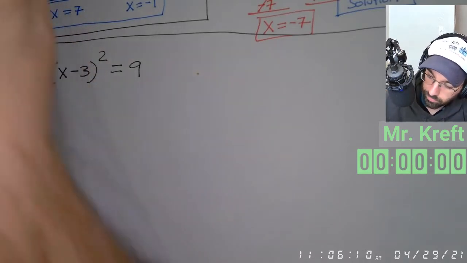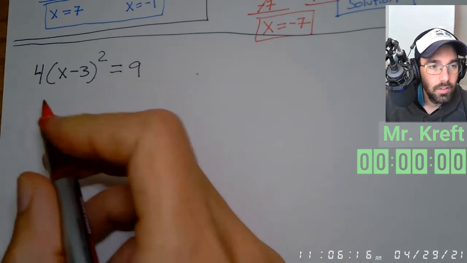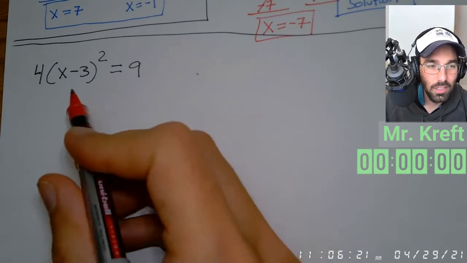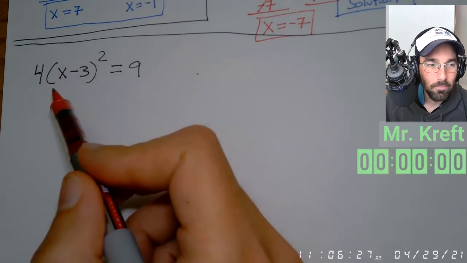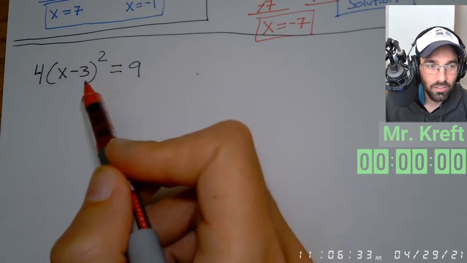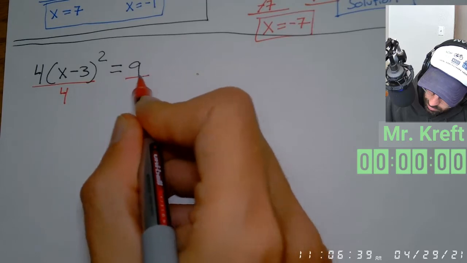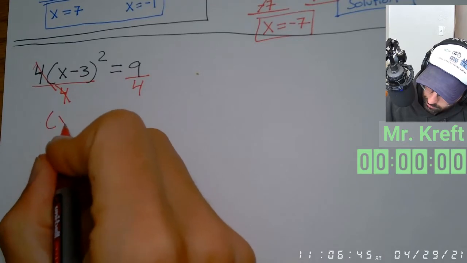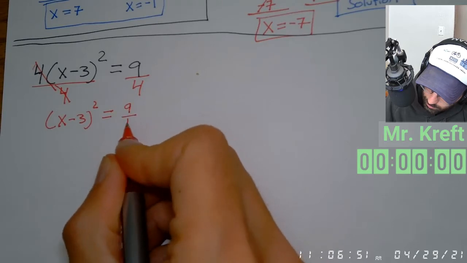All right, let's take a look, guys, at how we are doing this. If you have questions, stop me at any time and ask. The first thing I'm going to notice is that my squared term is not isolated. It's 4 times the squared term. So the first thing we need to do is divide by 4 on both sides, because we've got to get the squared term by itself. So I'm going to have the quantity of x minus 3 squared equals 9 divided by 4.